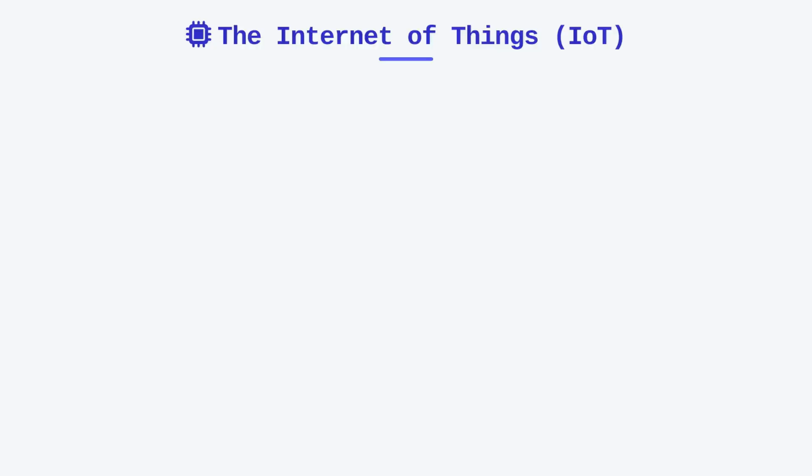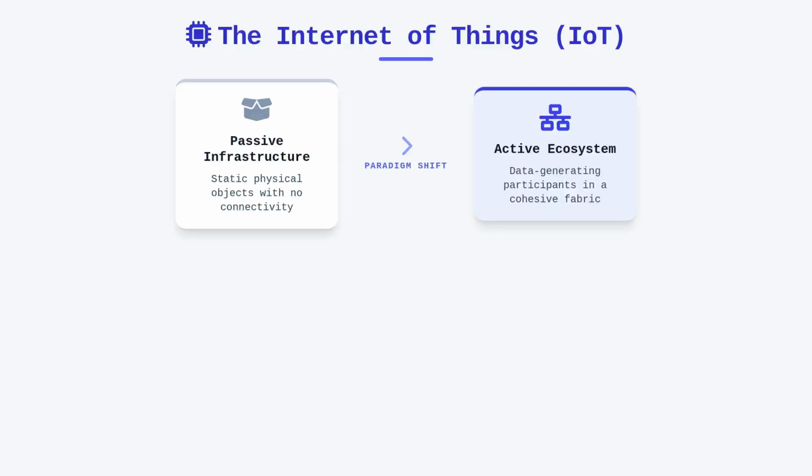The Internet of Things, or IoT, represents a paradigm shift where physical objects are equipped with sensors, software, and other technologies to exchange data with other devices and systems over the Internet. At its core, this is about transforming passive physical infrastructure into an active, data-generating participant within an ecosystem.